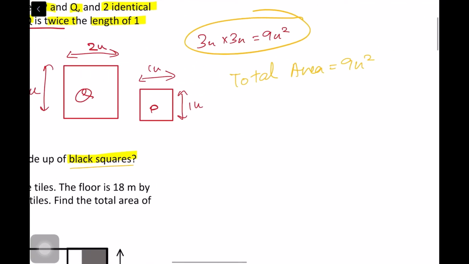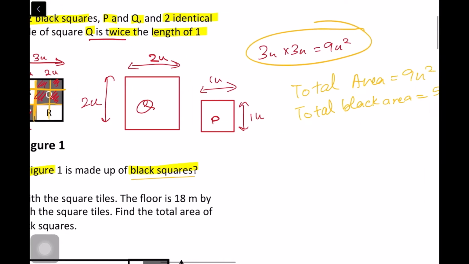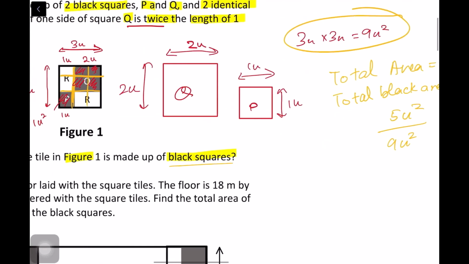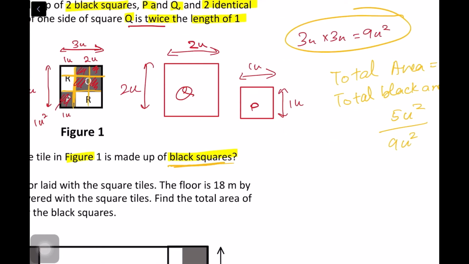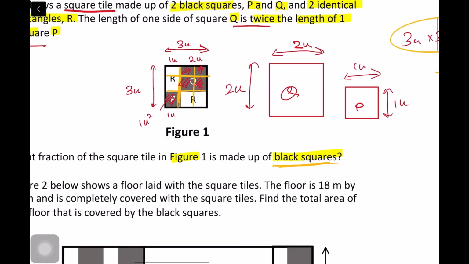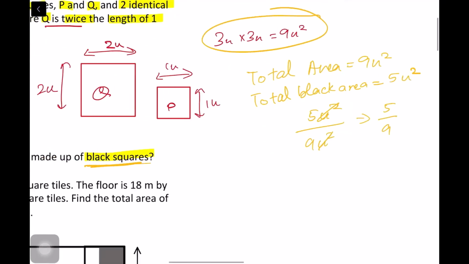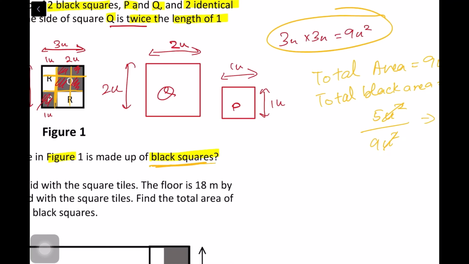So the total shaded area, or the total black area, is equal to 5 square units, because one small square has an area of 1 square unit. So we have 5 square units over 9 square units for the total fraction of area of the black squares. The units will cancel out, so all we get is 5 over 9. So the answer for this question is 5/9.